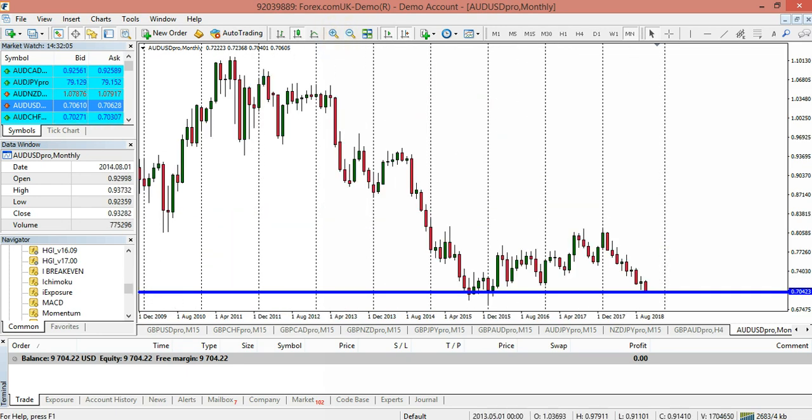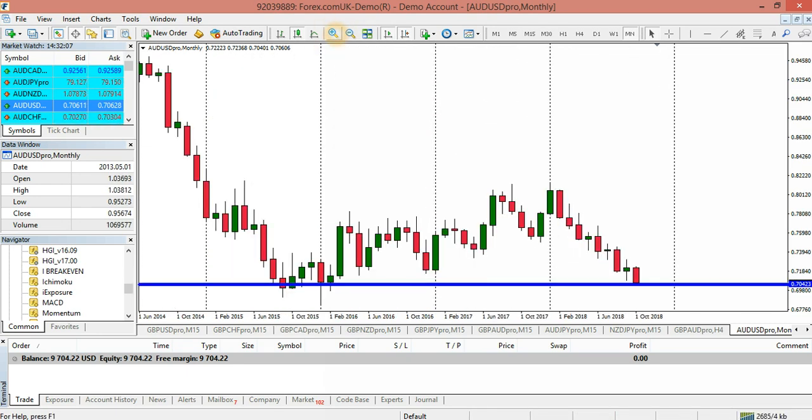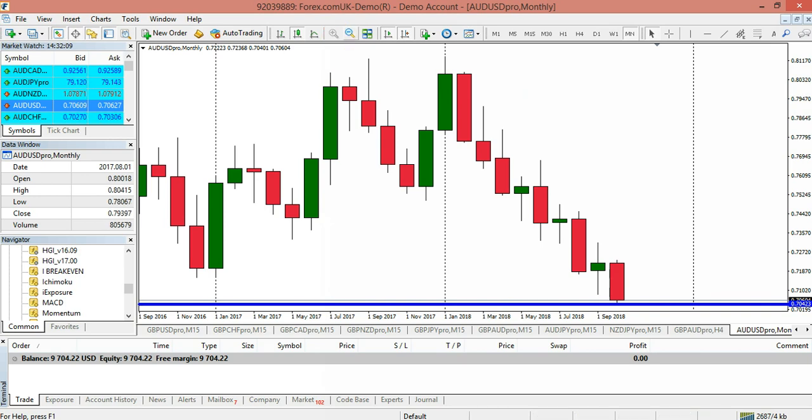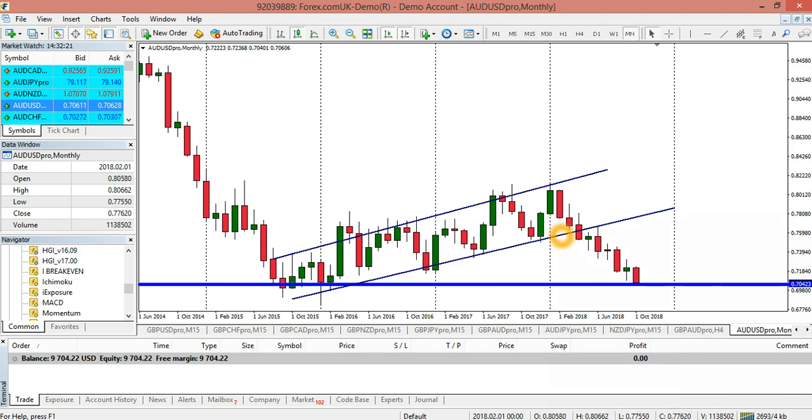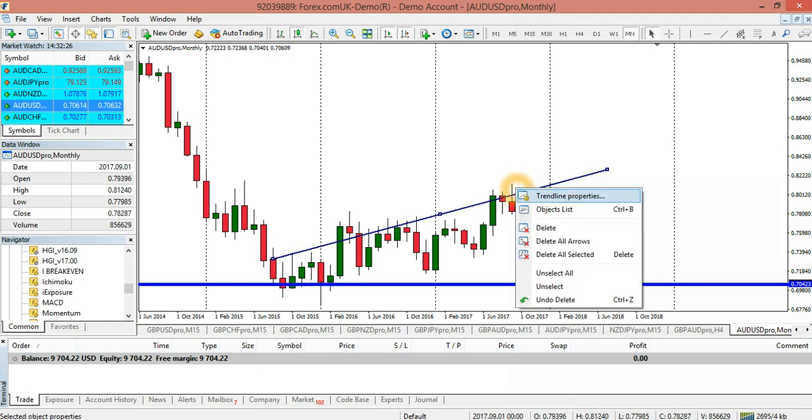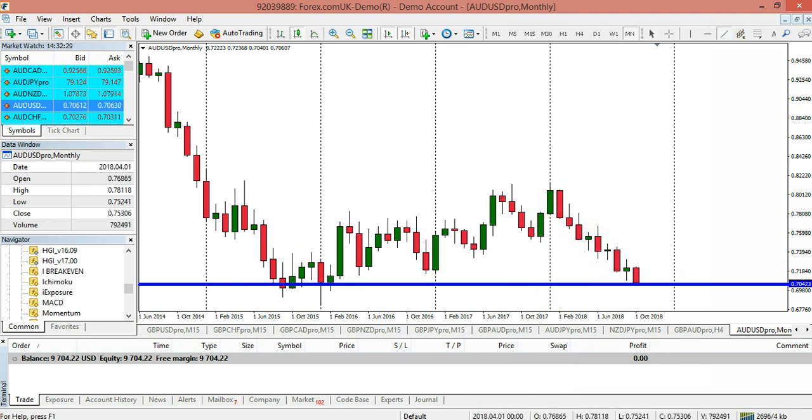Okay? But another good reason why we're going to expect the market to go up is that when it broke out of this channel here, it has actually formed another channel. Let me show you. It formed this channel. Okay. And that gives us another reason to believe that it is going to go up.